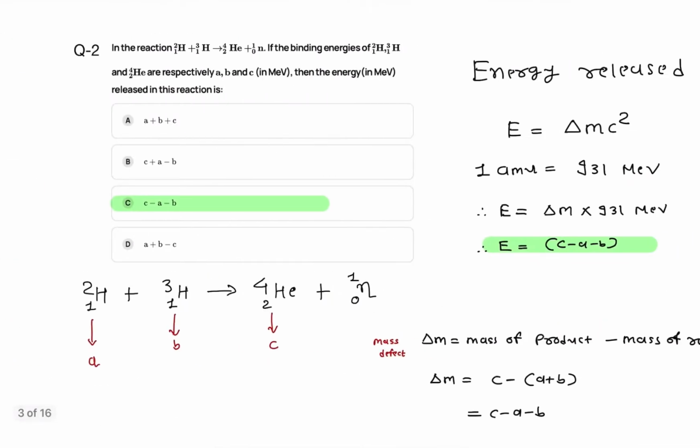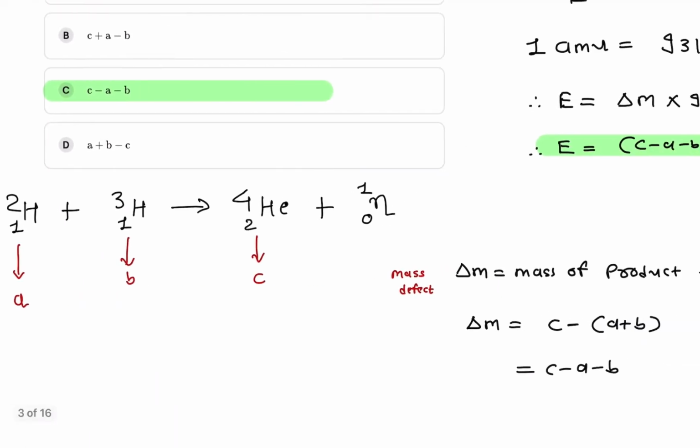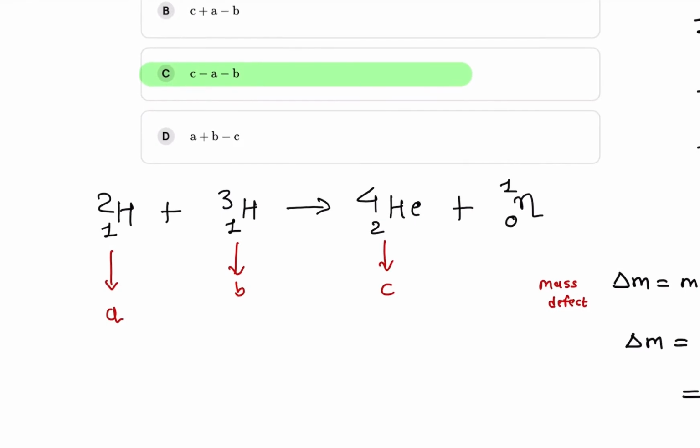Next question. In the reaction given, 2H1 plus 3H1 gives the product 4He2, that is helium, plus 1 neutron liberated. If the binding energies of 2H1, 3H1 and 4He2 are respectively A, B, C in MeV, then the energy in MeV released during this reaction is what? So we have to find the energy released during this fusion process. The binding energy of 2H1 is A, of 3H1 is B, and of 4He2, the product, is C.